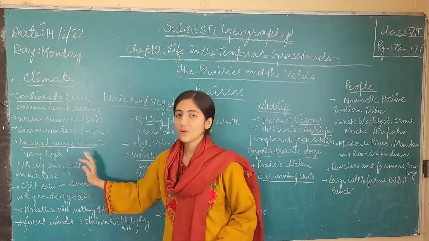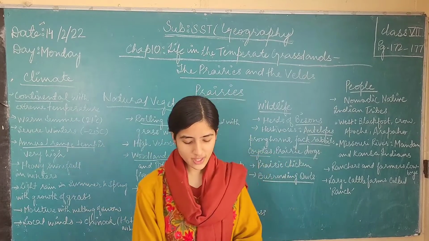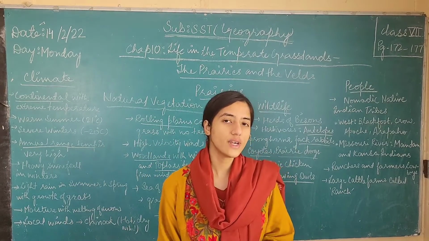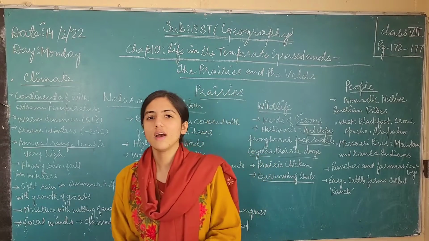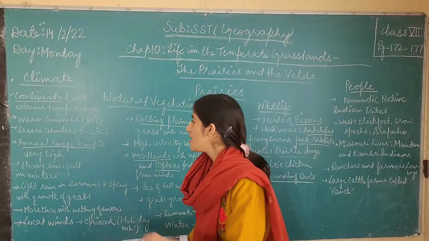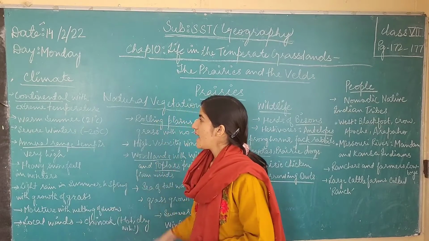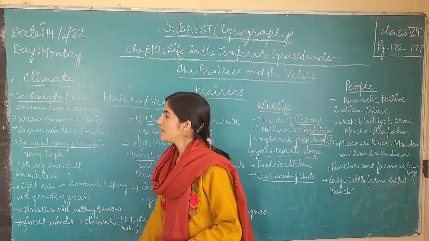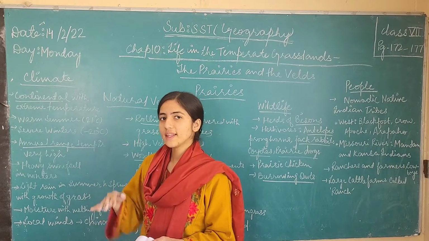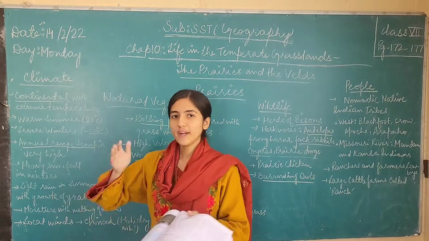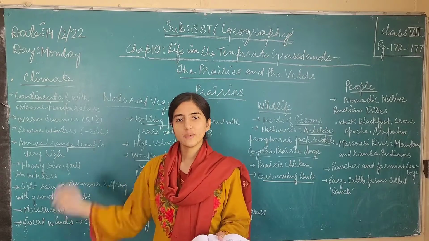What is the meaning of the annual range of temperature? It is the difference between the hottest and the coldest months. The difference of temperature between the hottest and the coldest month is known as the annual range of temperature. And the annual range of temperature is very high. That is, there is a very big difference between the temperature of the coldest month and the temperature of the hottest month.